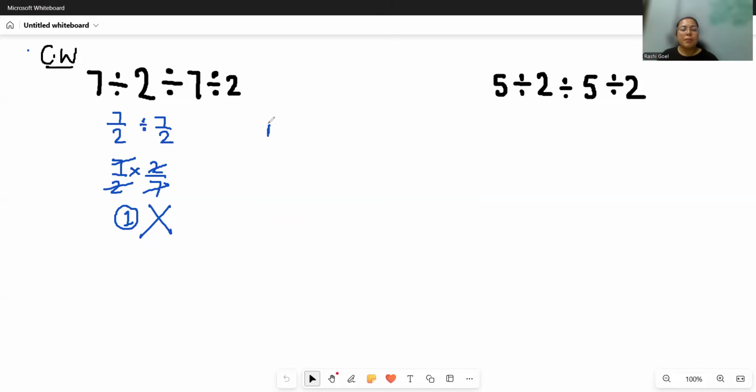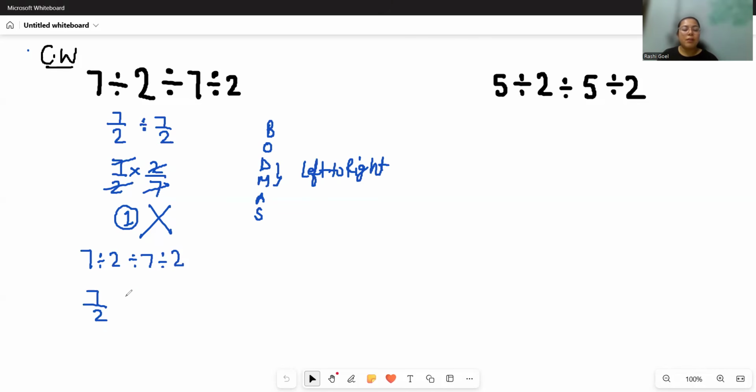As per the BODMAS and BATMAS rule, we know that division and multiplication both have the same priority. But we have to always solve from left to right. And if an expression has the same sign, division, division, division throughout, then always solve from left to right in this case as well. So let's solve from left to right.